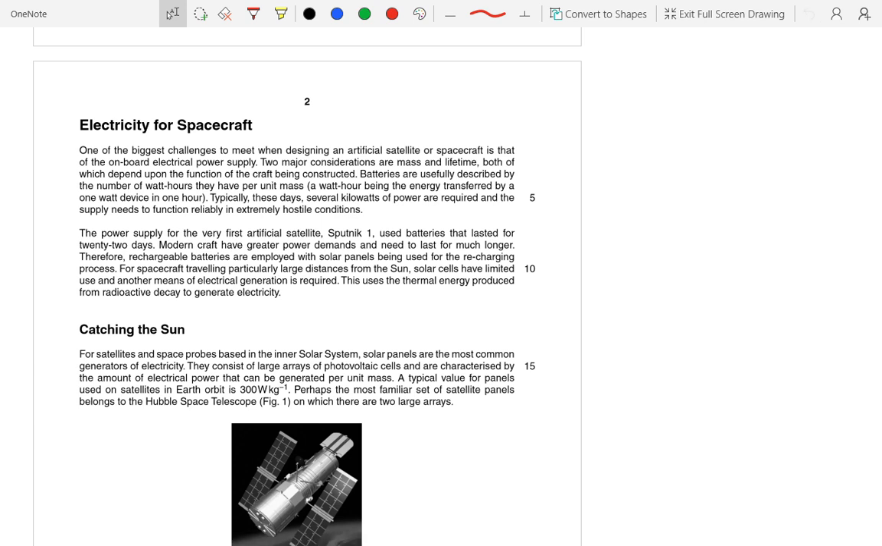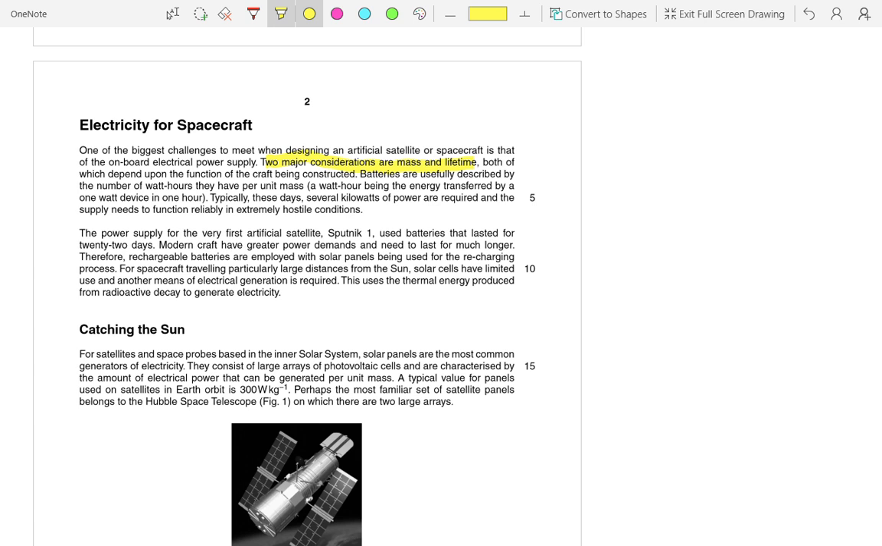Because if we look just down here, two major considerations are mass and lifetime. You've got to think to yourself, well, why are these considerations? Well, obviously mass is going to make it a more difficult object to get into orbit. If it's a lot heavier, it's going to exert more energy to get up there. So in that sense, mass is going to play a big part.